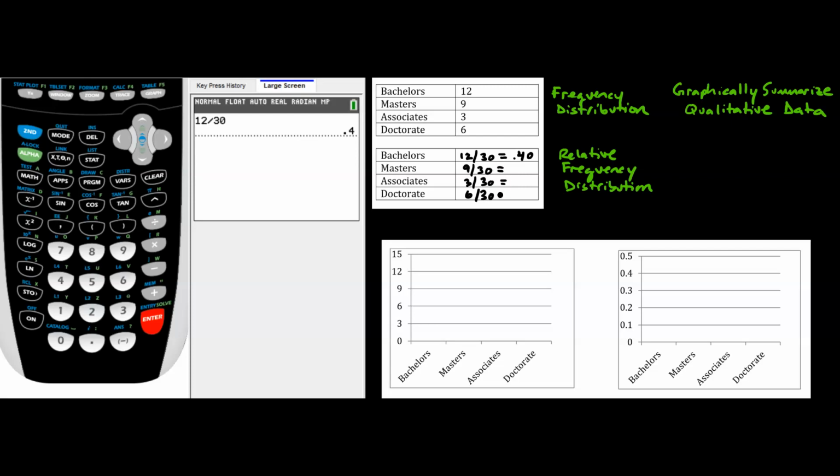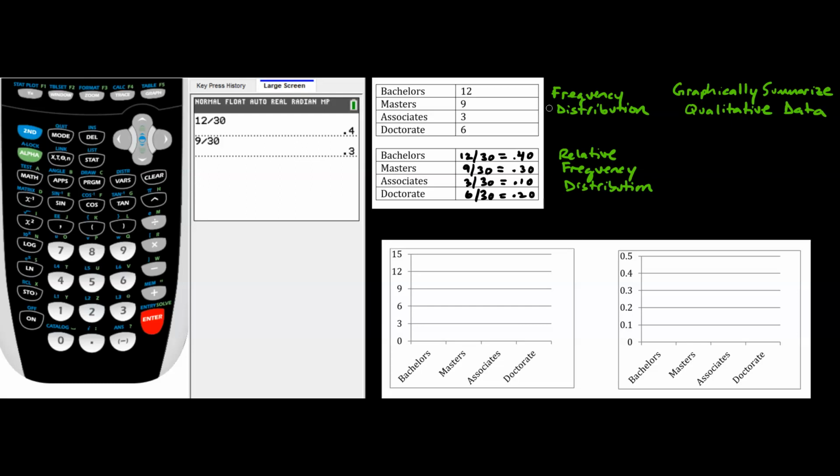If we do 9 divided by 30, or 3 divided by 30, and 6 divided by 30, we can get our other percentages. And so let's do those real quickly. So 9 divided by 30 is equal to 0.3. 3 divided by 30 is 0.1. And then 6 divided by 30 you would see is 0.2. All of these relative frequencies are going to add up to 1. That's our total. Just like all of these counts added up to the total number of people in the class.